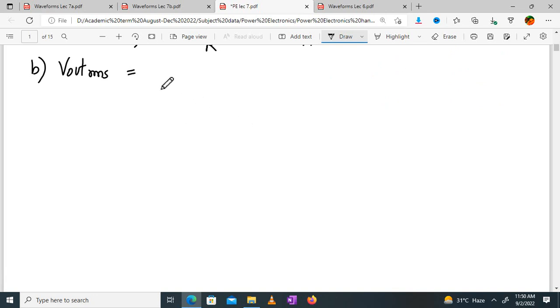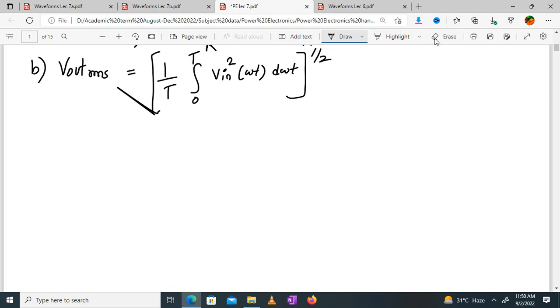What is the general formula for V out RMS? 1 upon T, integral 0 to T, V in square omega T d omega T. That's it, right? The whole raised to half. Here again, T is 2 pi and V in is Vm sin omega T. Right? So let's derive it.